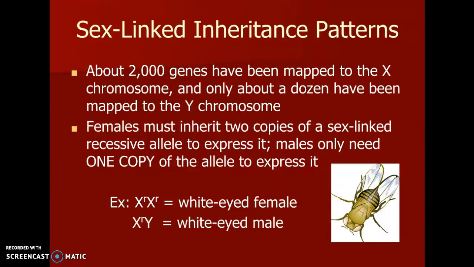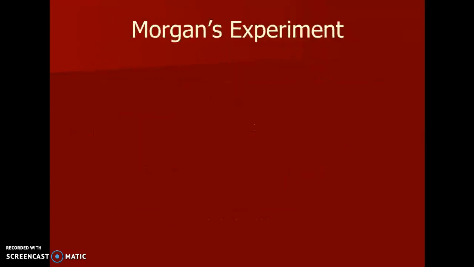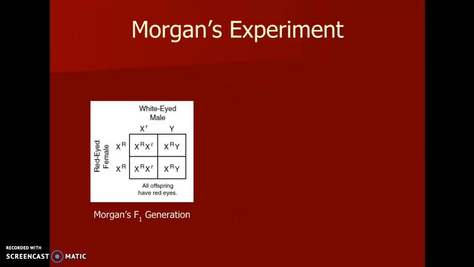So, let's take a look at some sex-linked traits in humans. Well, sorry, before we do that, let's take a look at Morgan's experiment, all right? So, Morgan's F1 generation. He took a red-eyed female, big R, as you can see, and then he took a white-eyed male. And, of course, he's got the recessive here on X, and the Y does nothing for this, all right? Just determines that he's male. So, you cross those two, and here's what your F1 can look like.